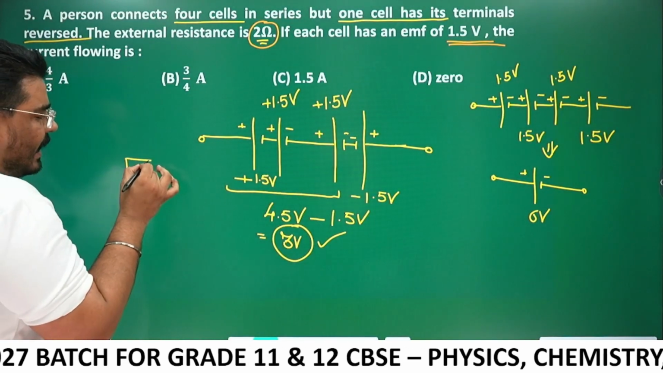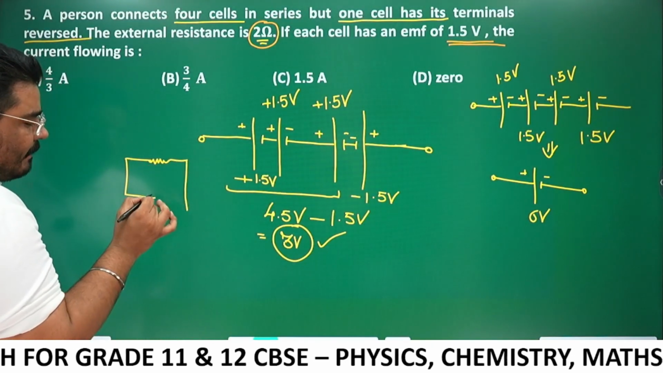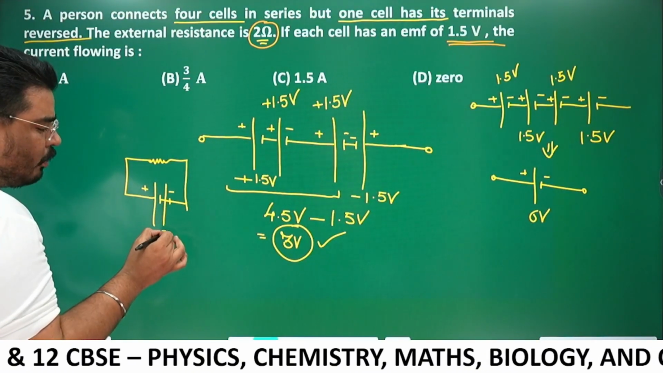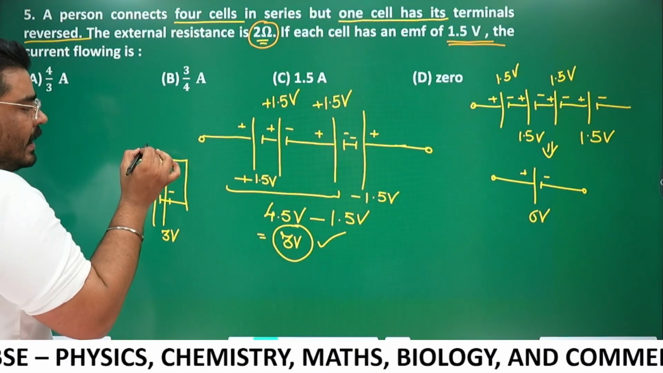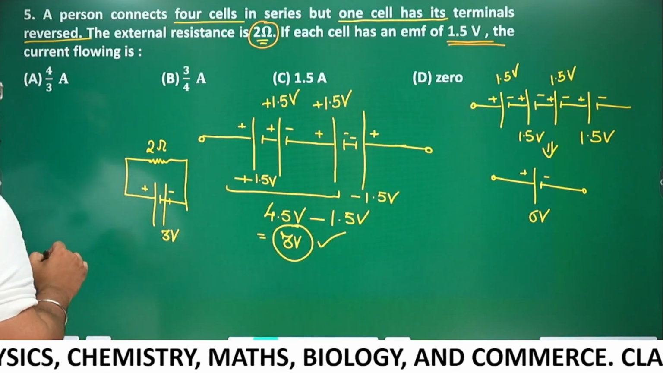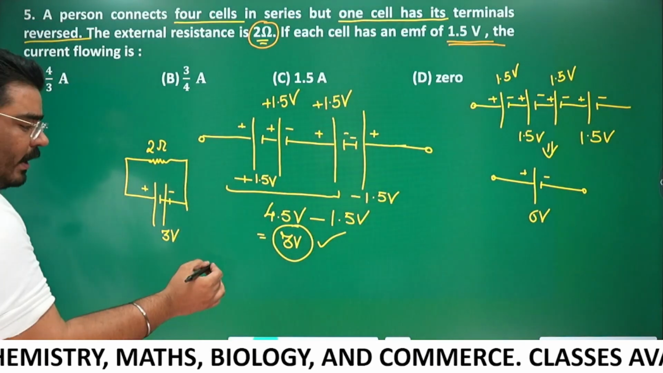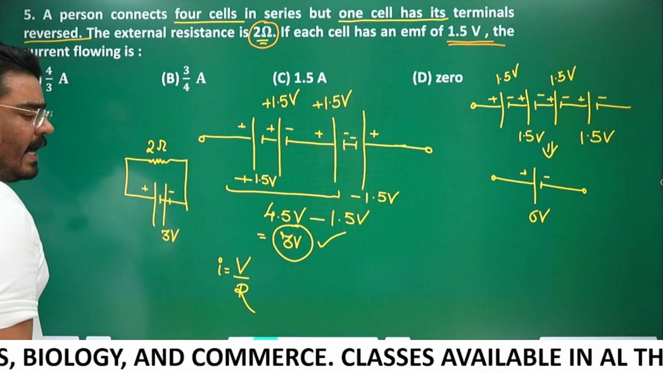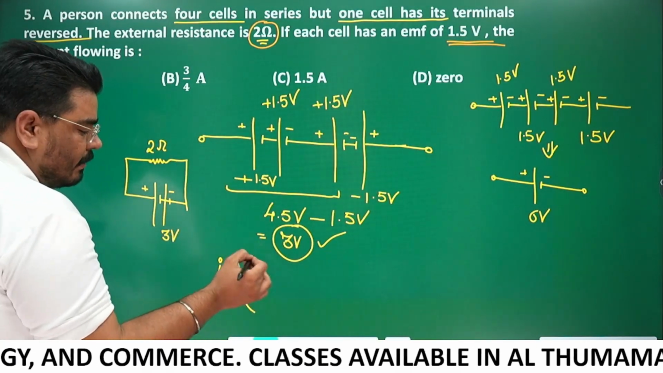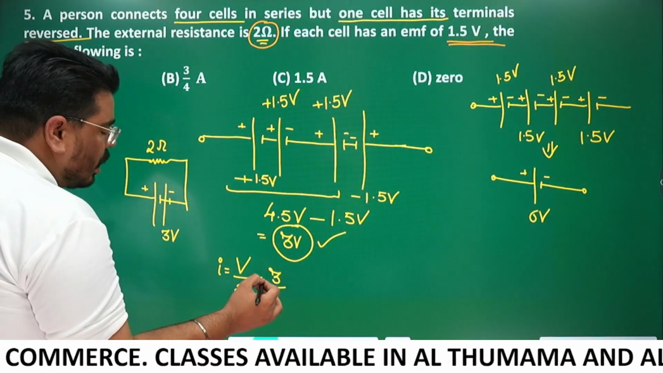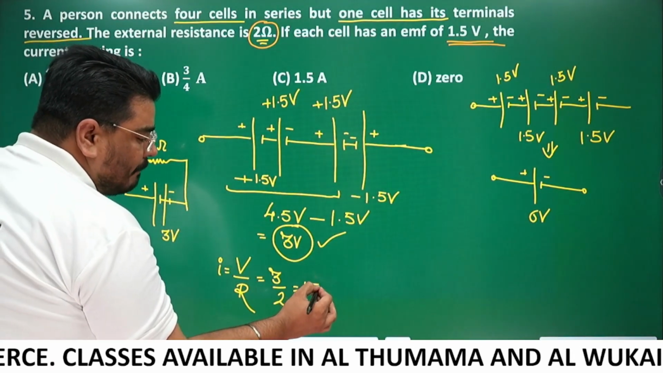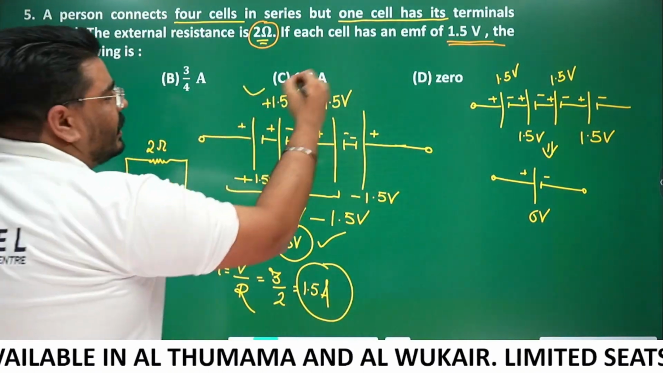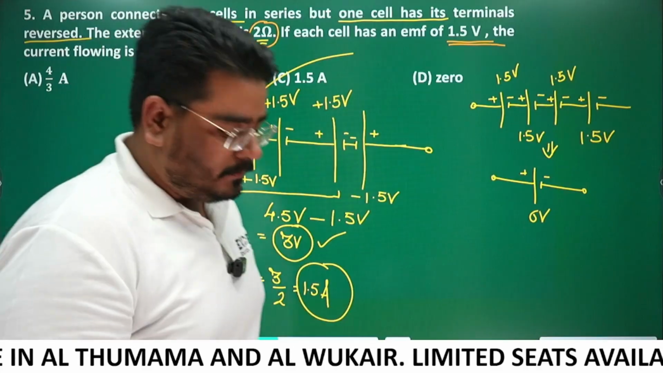Now they are saying that this is connected to a 2 ohm resistor. So end of the day, a resistor is given and the outcome of this entire thing, whatever we had, is 3 volt. 3 volt is the voltage, 2 ohm is the resistance. Question is, how much current will be flowing? My dear students, direct formula according to Ohm's law, I is equal to V by R. What is the voltage? 3. R is how much? 2. 1.5 ampere is the current that will be flowing through this. Option C is the correct option.